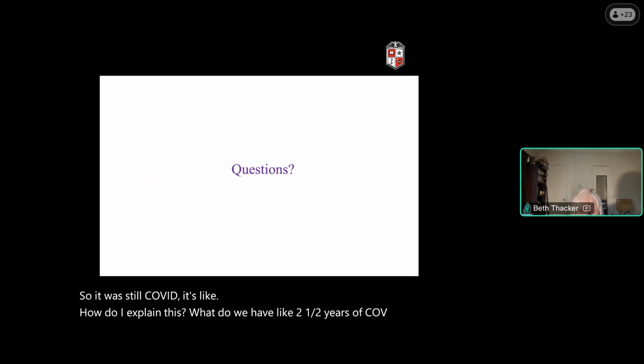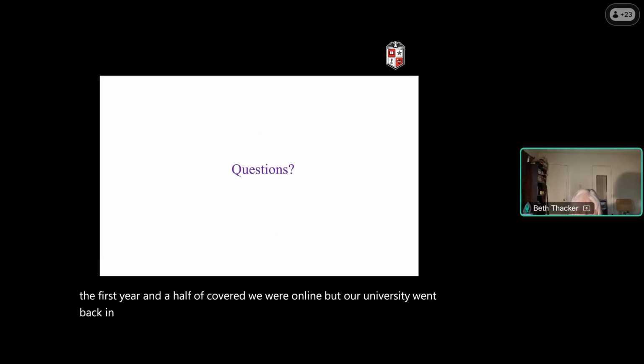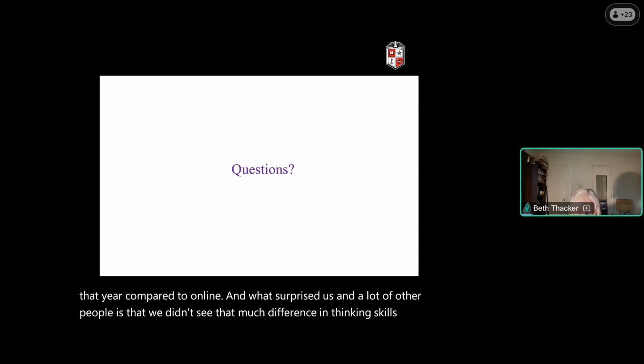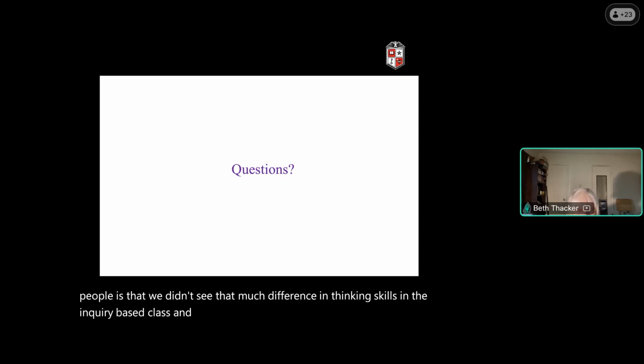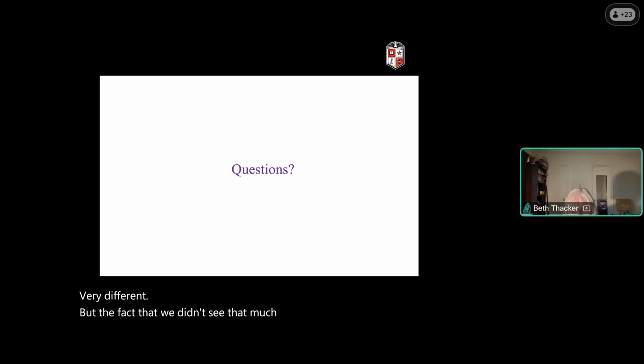Well, the first year and a half of COVID, we were online, but our university went back into physical classrooms during the third year of COVID. And so we had data for that year in a physical classroom. And we looked at thinking skills that year compared to online. And what surprised us and a lot of other people is that we didn't see that much difference in thinking skills in the inquiry-based class. And that actually surprised us because we thought things were different when they were on Zoom, and they were. It was very different.